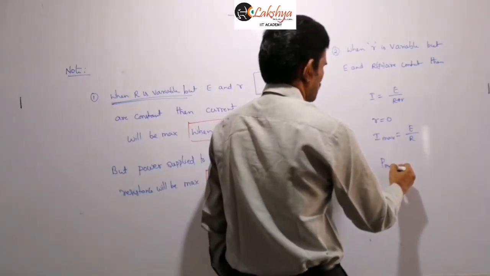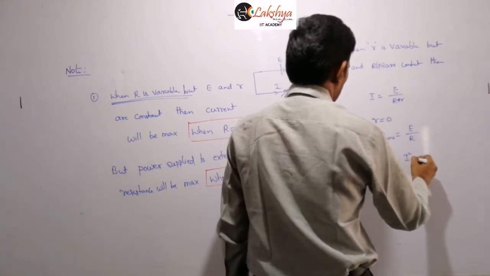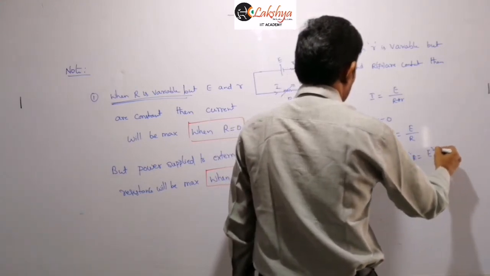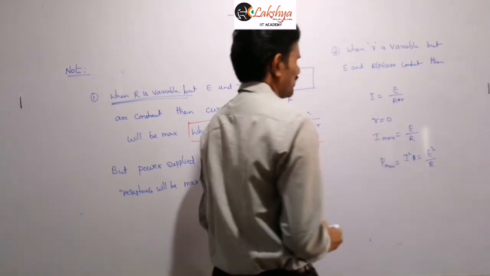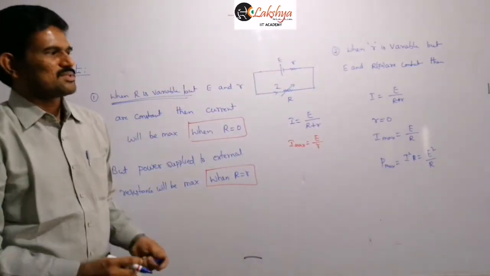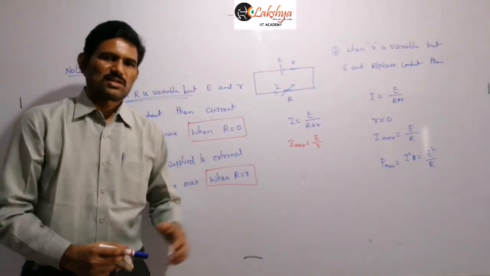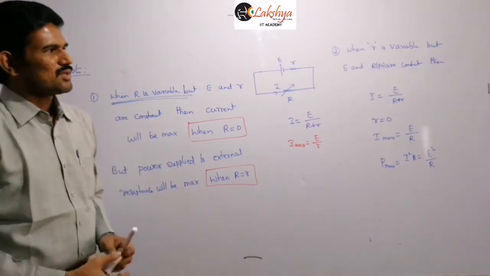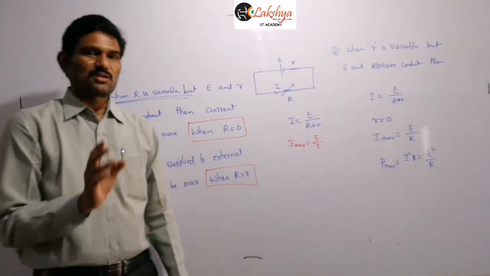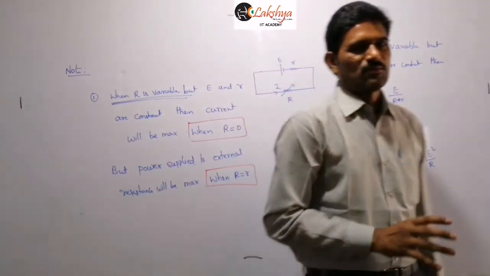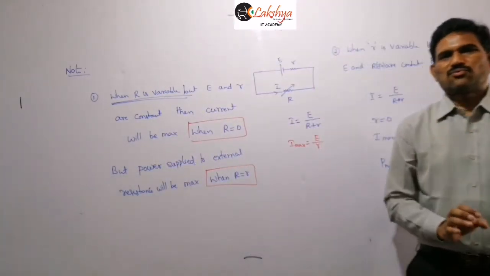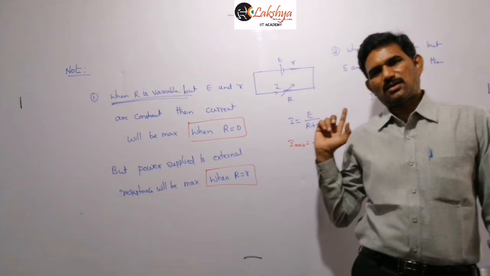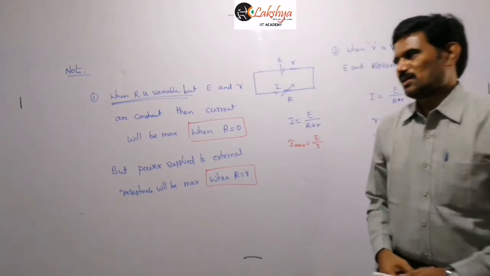and P maximum, if I write I square R, will be E square by R, by substituting that I value here. That is for this simple circuit; if any other circuits are there, you can answer accordingly, right? So these are the cases regarding the maximum power and maximum current. You need to read the question carefully, whether small r is variable or capital R is variable in the given cases, right?